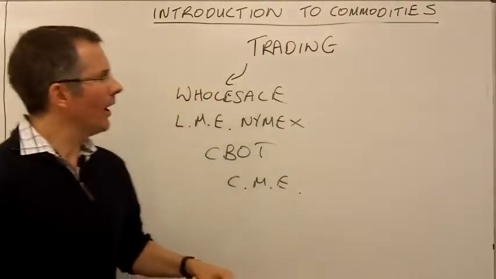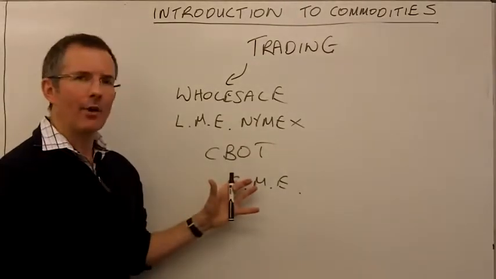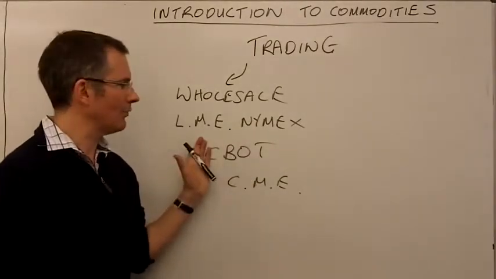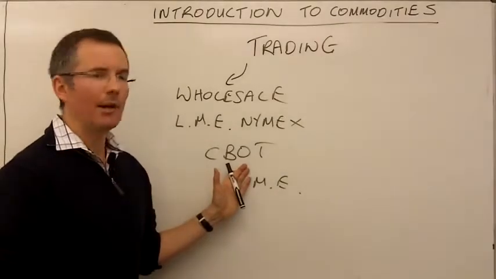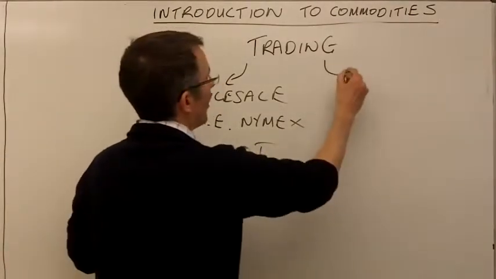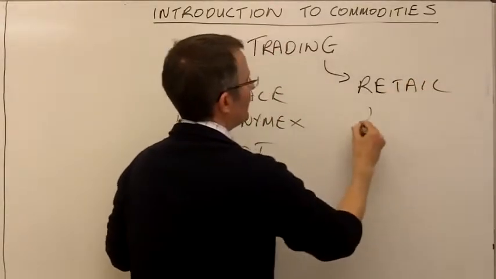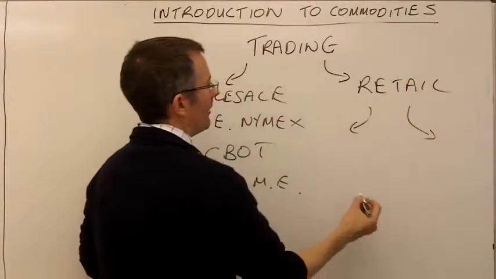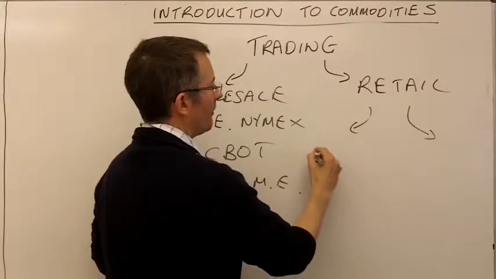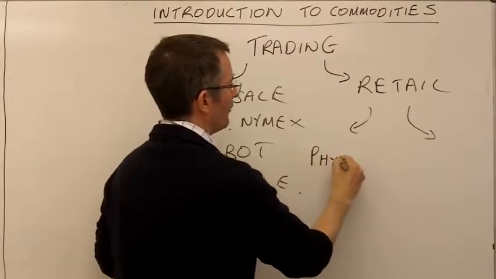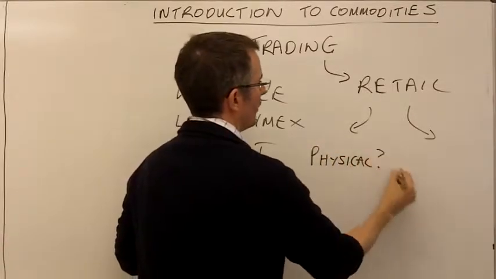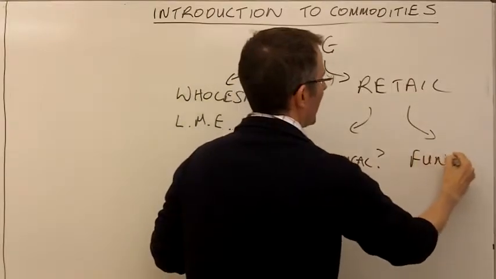How does that help you though? As a retail investor, you're not about to go and become a member of the London Metals Exchange or join CBOT. That all sounds a bit inappropriate. So for the retail market, there are two basic choices. You could go for the commodity itself. You could do physical trades, or more likely, you're going to buy some sort of fund.